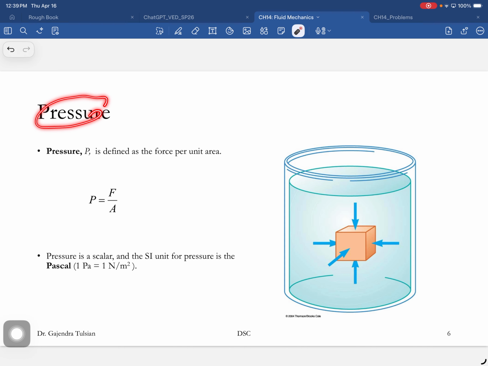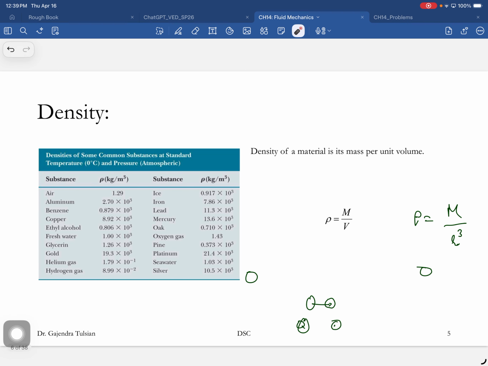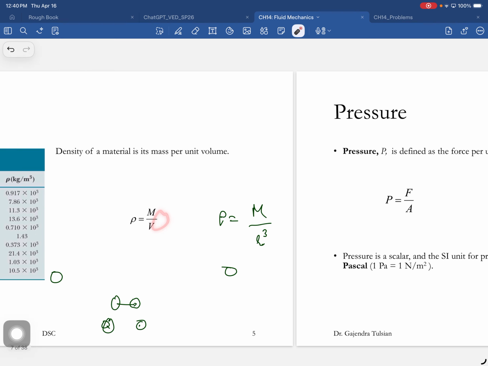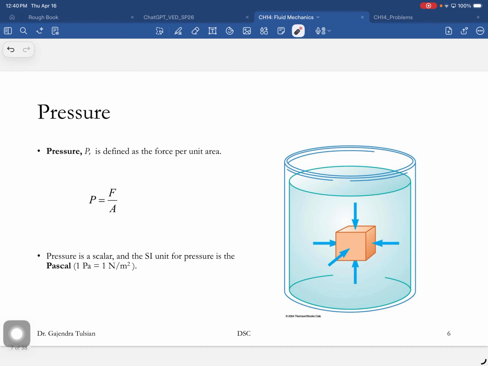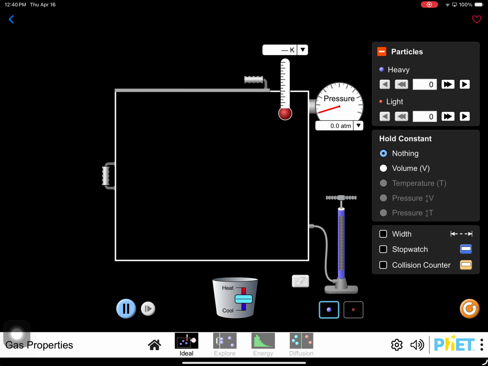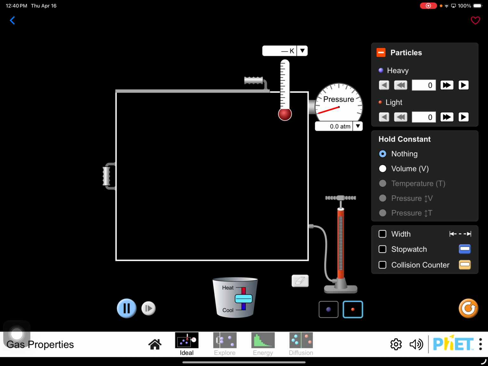Okay. The next thing we'll define is pressure. Okay. So again, density is denoted by rho. So now we'll define pressure. So let me show you a little app first.